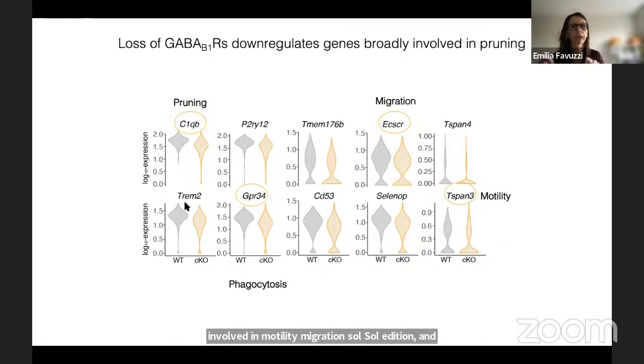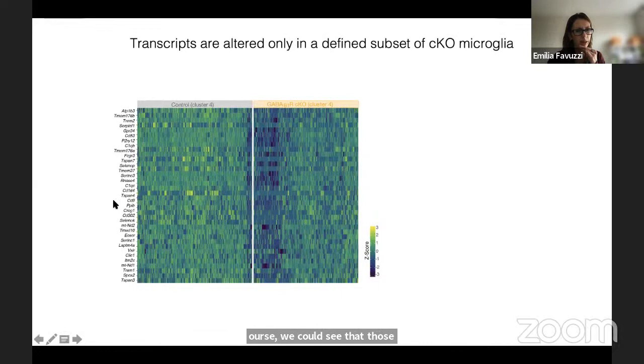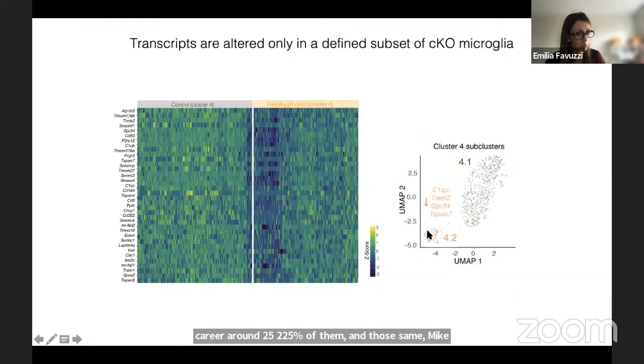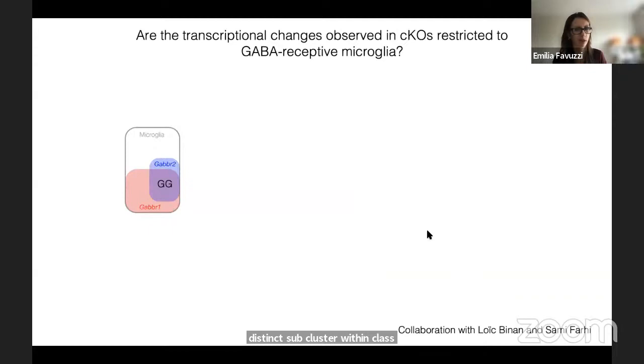But since we had single cell resolution, of course, we could see that those downregulated genes were downregulated only in a specific subset of microglia, around 20 to 25% of them. And those same microglia actually segregate as a transcriptionally distinct subcluster within cluster 4. And so, of course, the question at that point was, are these GABA receptive microglia?